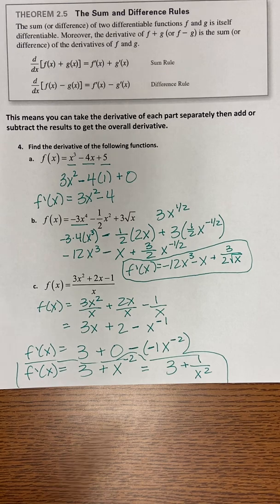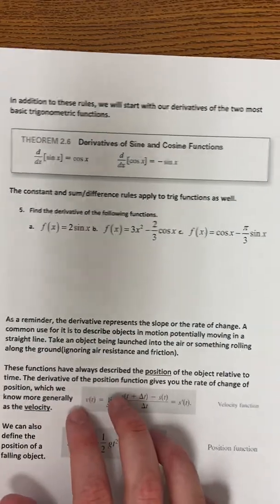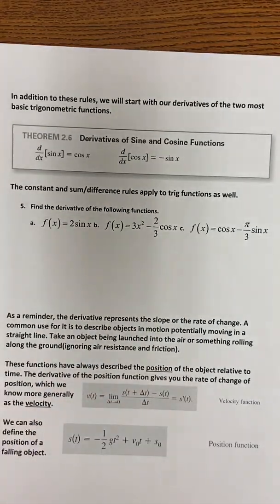Now, we don't just have functions with powers of x, or roots, or rationals. We've encountered in the past different kinds of functions as well. So let's start with our two most basic trig functions and talk about their derivatives. So the derivative of sine of x is cosine of x, and the derivative of cosine x is actually negative sine of x. You're just going to take my word for it for these.